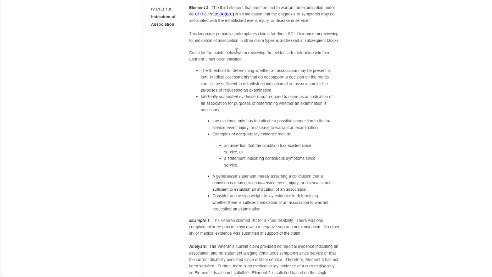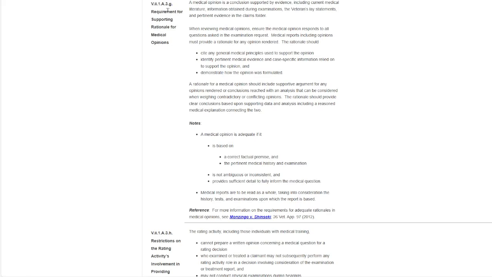Now, there's a second review that happens after you've had your exam, okay? This has to do with the medical opinion that has been given by the examiner. There are exceptions: in cases where you have a presumptive condition, no medical opinion is required, obviously. But in instances where a medical opinion is required based upon the theory of service connection, then element 3 must be satisfied by a medical opinion with a sufficient rationale.